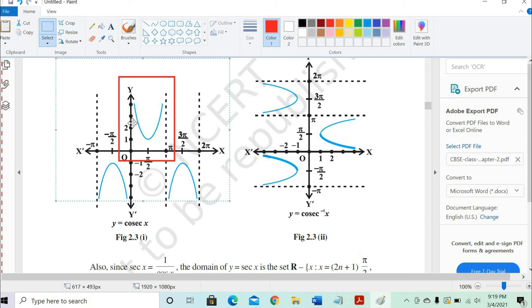Clear? Yes, sir. Next. Now as you come from 0 to pi by 2, that means 0, 30 degree, 60 degree and 90 degree, what happens? The sine value keeps on increasing, from 0 to 1. So similarly, the reciprocal will decrease. So cosec x will decrease from 0 to 90. That's why the curve you see is going down. Now sine 90 is 1, so 1 by 1 is 1. So cosec 90 is 1. That's why the curve takes a U-turn at 1.